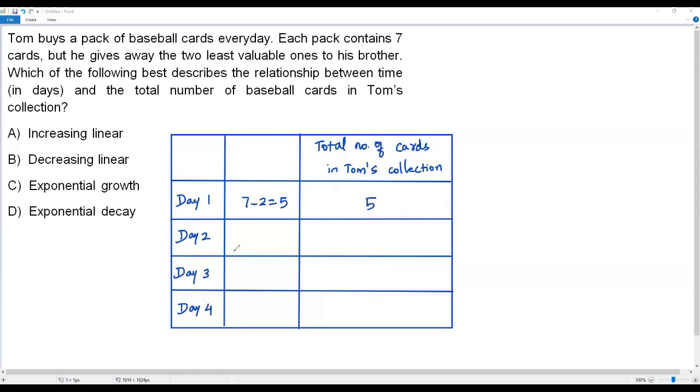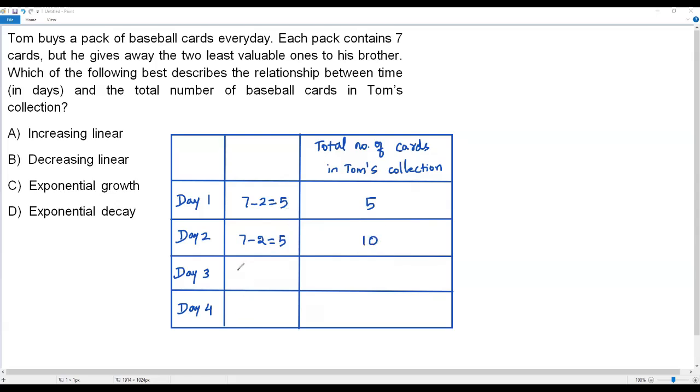Okay, on day 2 also he buys a pack of baseball cards which contains 7 cards. Of these 7 cards, he gives away 2 cards to his brother. Then on the second day, he is left with 5 cards. But he already has 5 cards from the first day. So 5 cards at the end of the first day, 5 cards at the end of the second day. So totally he has 10 cards in his collection.